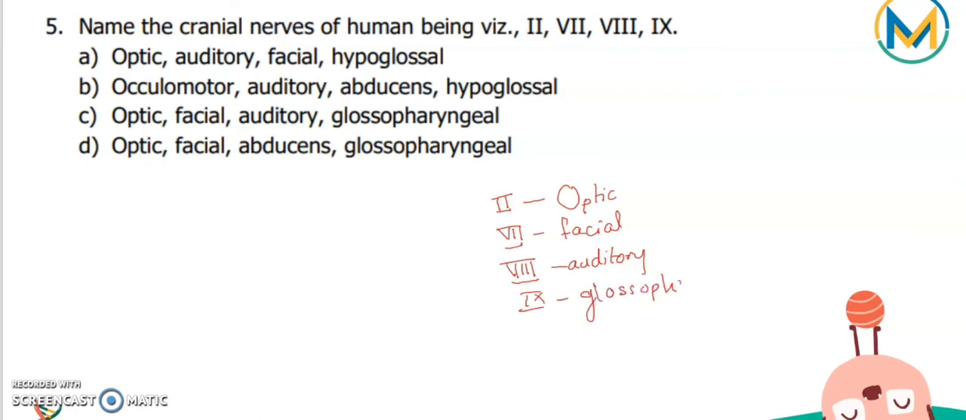So among the given option, the correct name of the nerves given, optic. So it's there in A, B, A, C and D. Next, 7th is facial. So it's there in C as well as in D. Next, 8th nerve, that is auditory. So it's there in only option C. And last, glossopharyngeal. So among the given option, the correct option is option C.